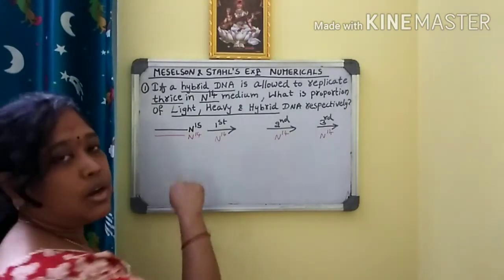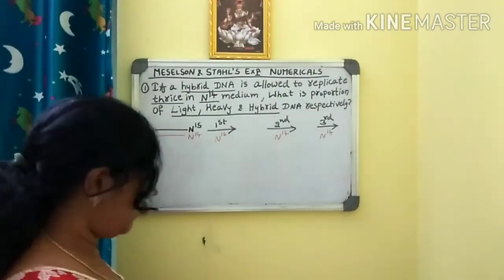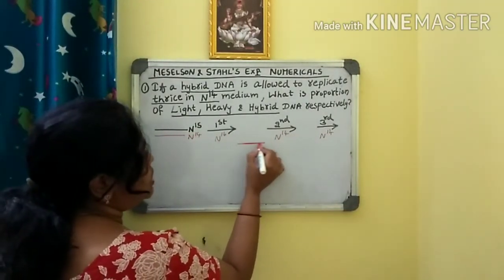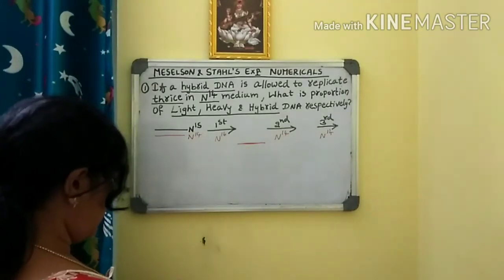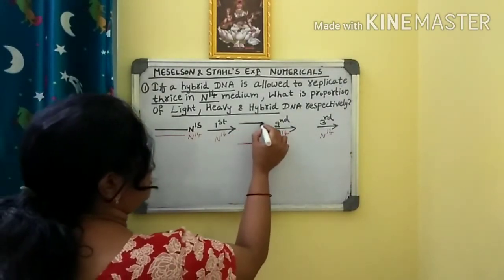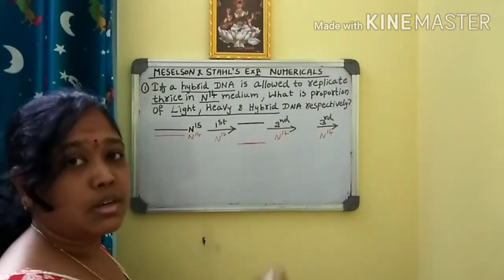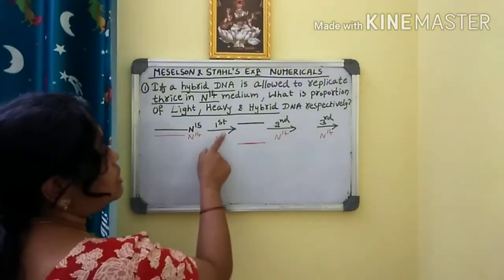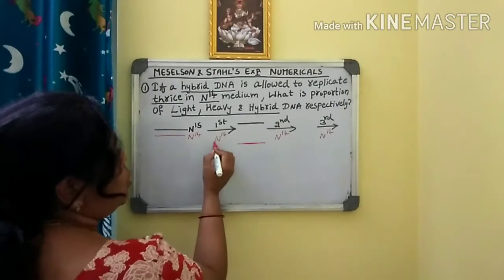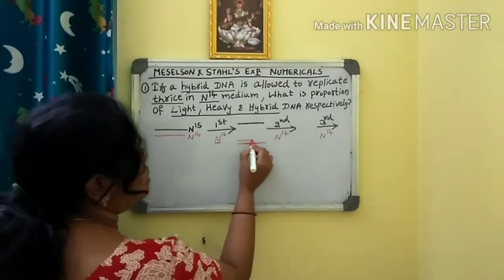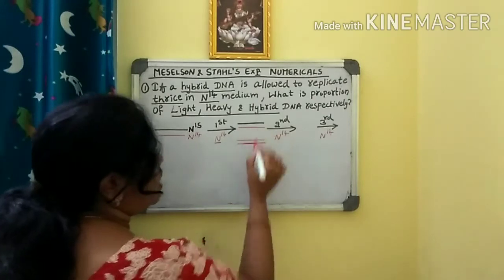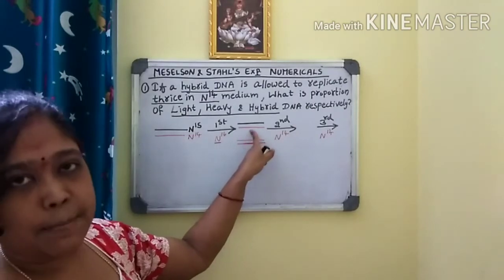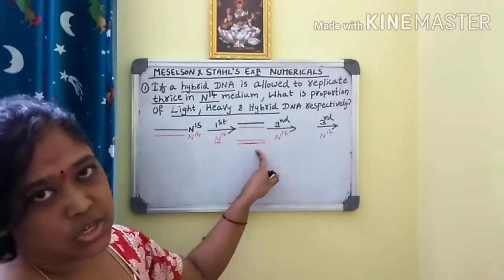So the first replication is nothing but doubling of DNA. Here there is N14 and N15. These strands will become the template strands, and these will synthesize the daughter strands. In order to synthesize the daughter strand, only N14 medium is present. So this strand will take N14 and this strand will take N14. So if you see here, after doubling, one is hybrid DNA and another one is light DNA.